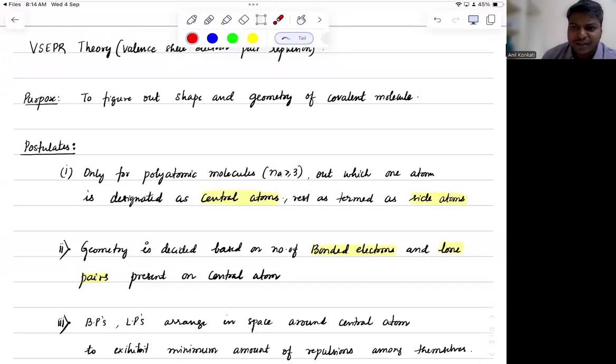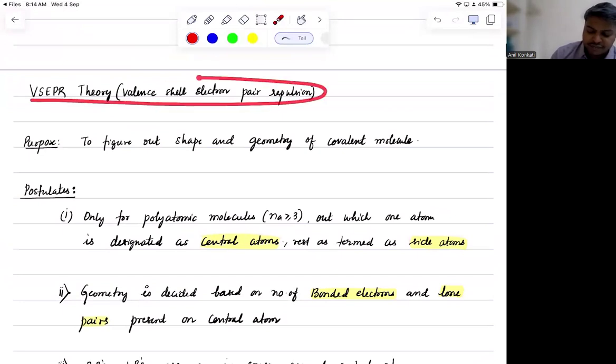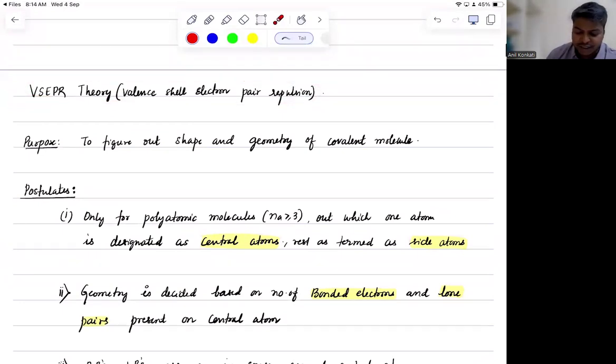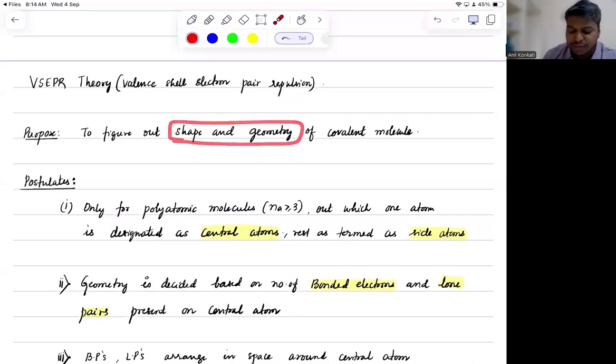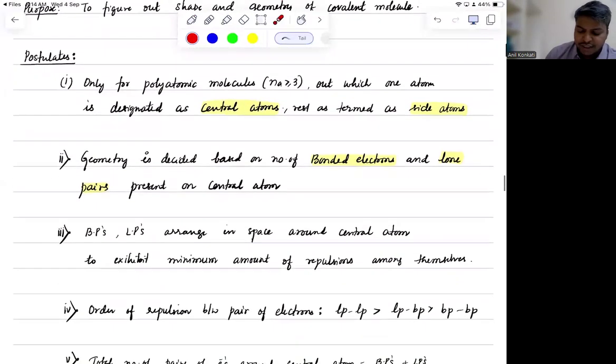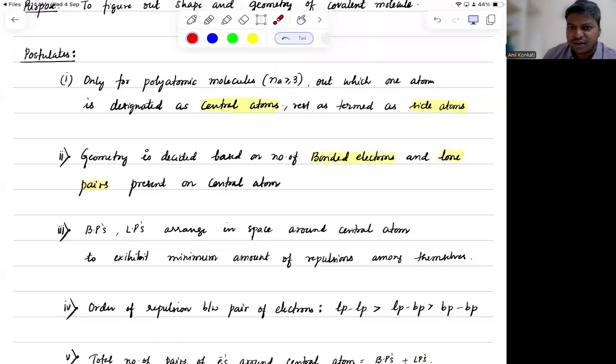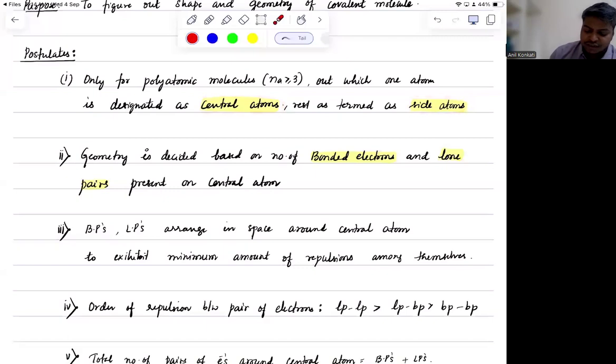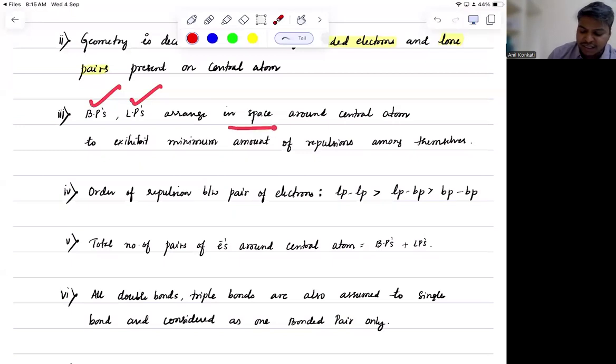Okay. To explain the bonding, first we need to understand VSEPR theory, valence shell electron pair repulsion theory. See, this will give us the idea about the shape and geometry of the covalent molecule. For this, what are the conditions? Molecule must have greater than or equal to three atoms connected with each other. One should be designated as the central atom, others are side atoms. Now, geometry is decided based on how many bonded pair electrons and how many lone pair electrons we have. Bond pairs and lone pairs arrange in space around the central atom to exhibit minimum repulsions. The whole purpose of VSEPR theory is to minimize the repulsions.